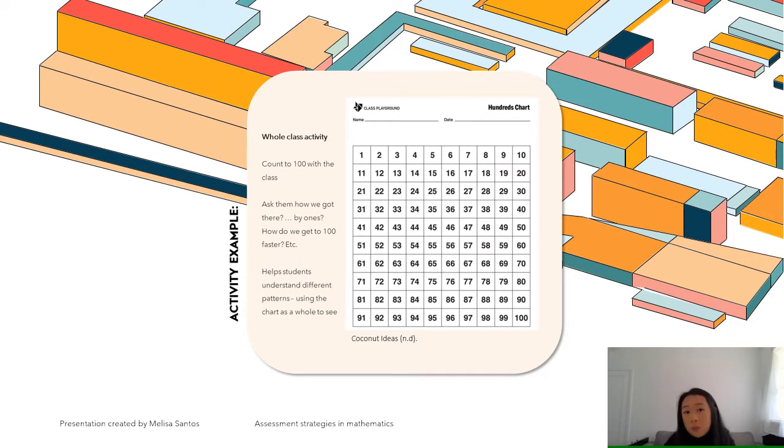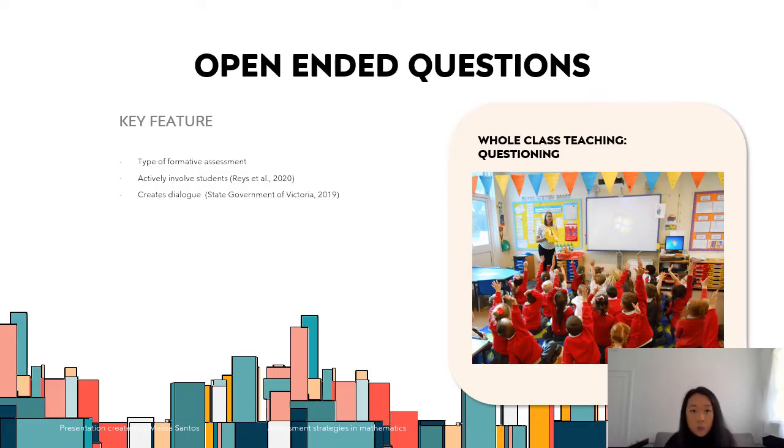When I get responses from students, I will then ask them to explain their answer and perhaps see if anyone agrees with them. Open-ended questions are a type of formative assessment that actively involve the students and create open dialogue between my students and I. These types of questions encourage the students to think more deeply about the problem, and their responses give me a good idea of what they already know about number sequencing and patterning. It also helps me determine how I can refine my instructional teaching.